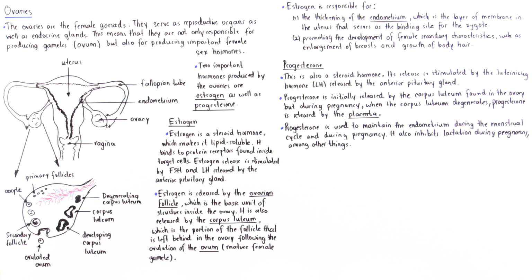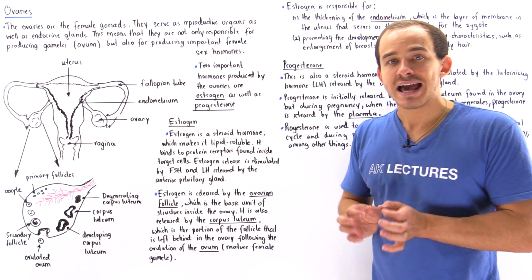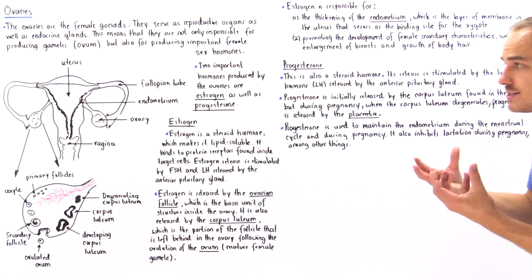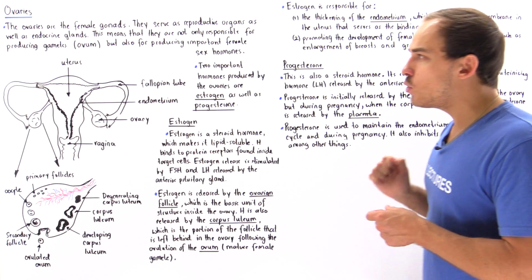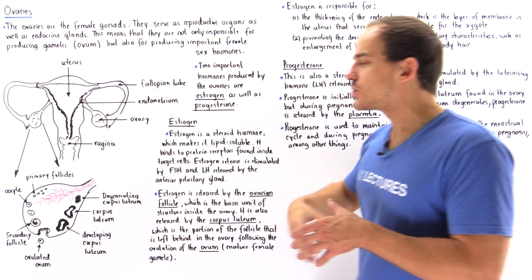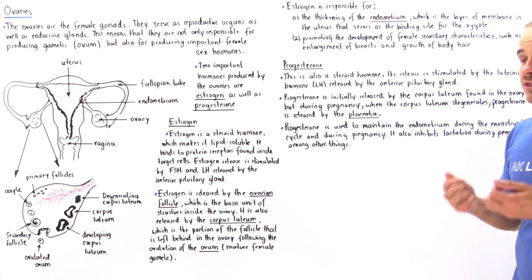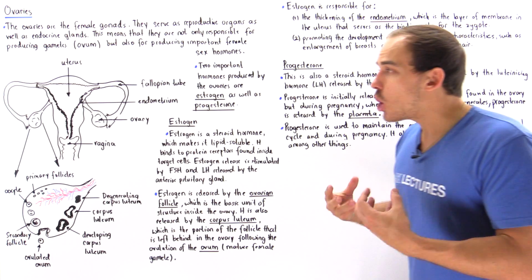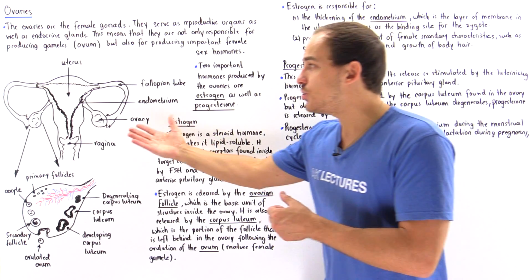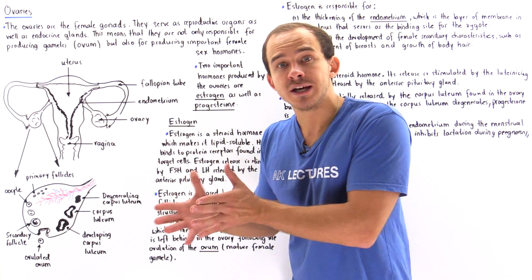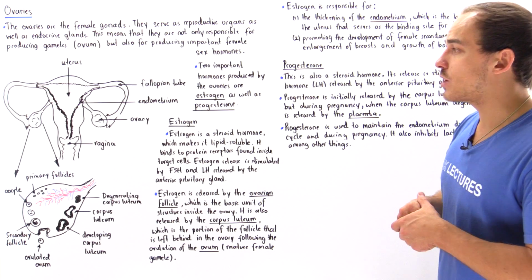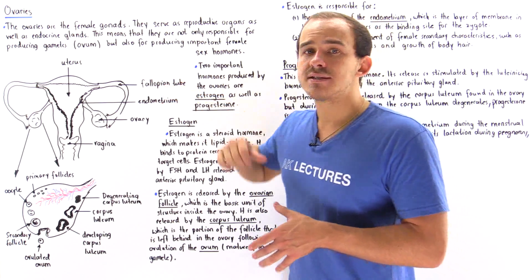Now, it also inhibits the process of lactation during pregnancy, and it also decreases the ability of the smooth muscle inside the uterus to basically contract. And this is important because we don't want our muscles in the uterus to contract too early during the process of pregnancy. So this is our ovary.